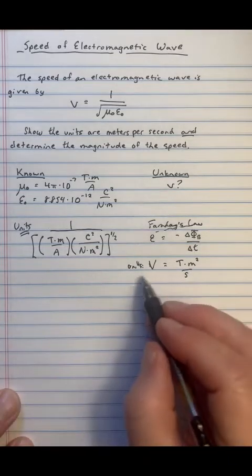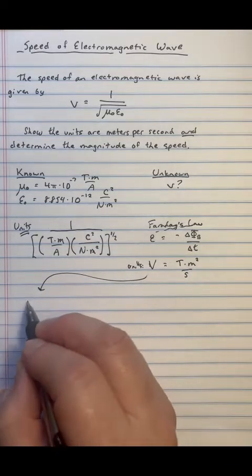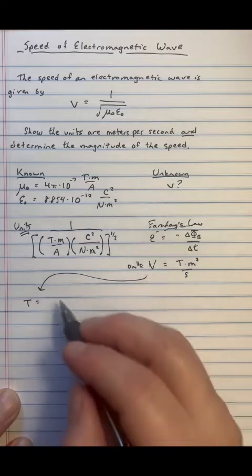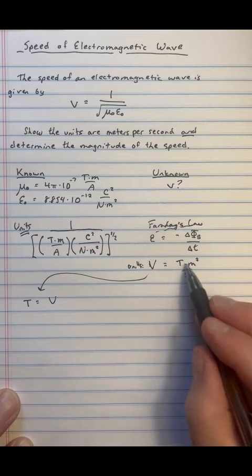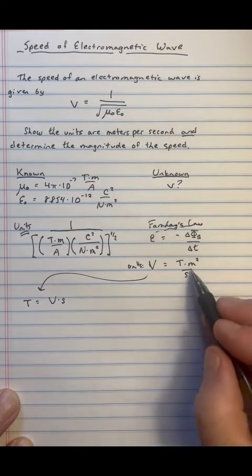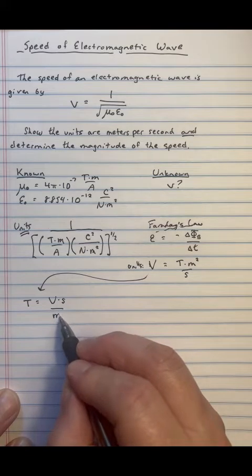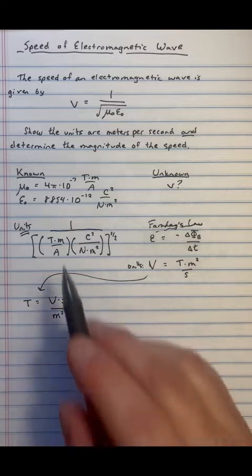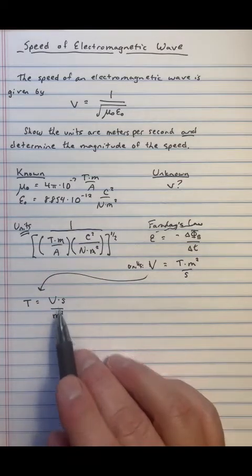So if we take this, let's solve for Teslas here. The Tesla then is equal to what? Well, there's a volt. To get the Tesla isolated, multiply both sides by seconds and divide both sides by meters squared. So we have that, all right? So we can replace the Teslas here with this combination.